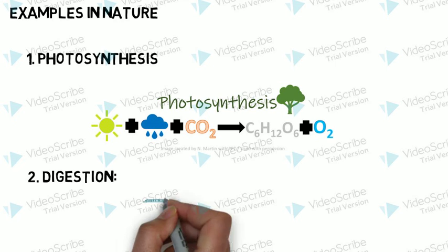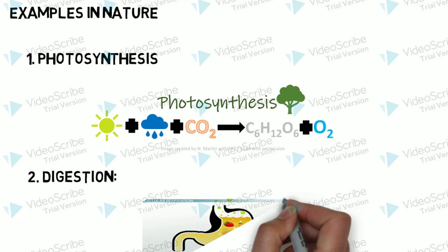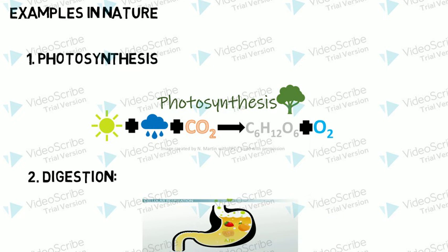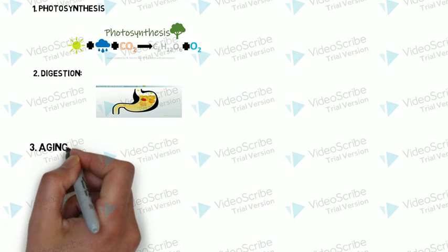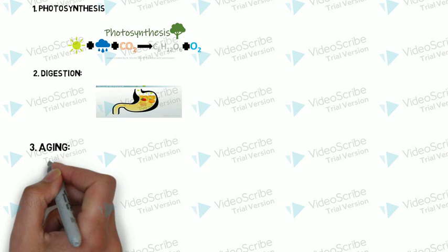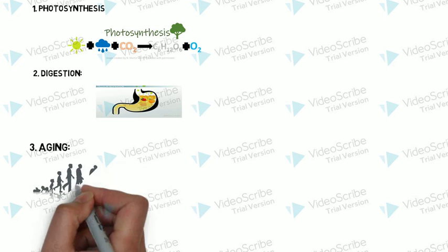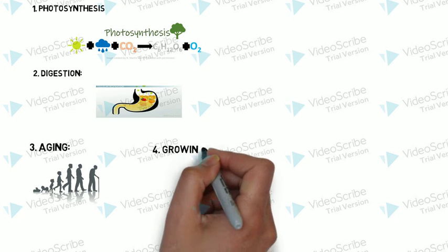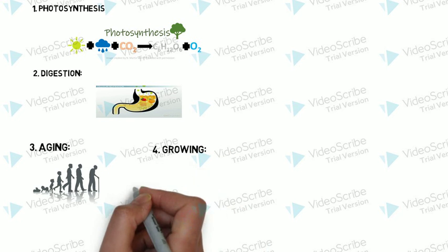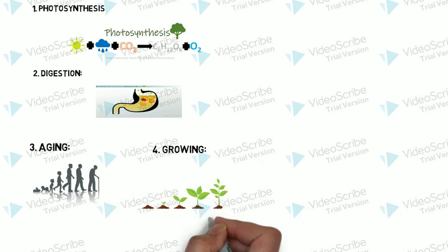The second example is digestion. Digestion is breaking down of complex food into simpler form, so the body can make use of food. The third example is aging. Many chemical changes occur in order to have the life cycle of any living organism. Growing and development actually needs a lot of chemical changes inside the living organism's body.